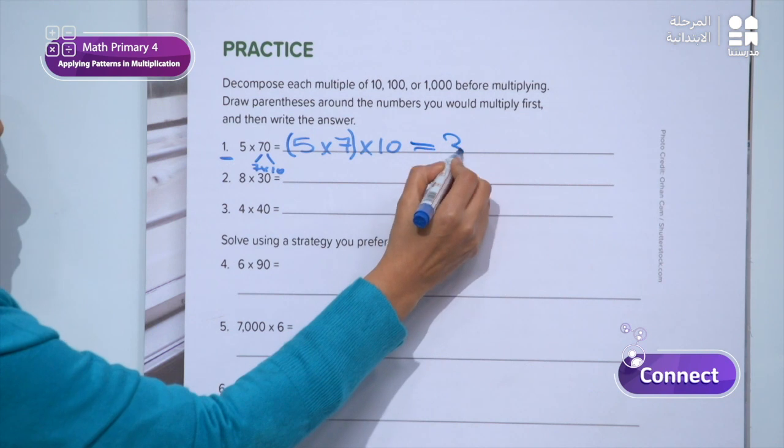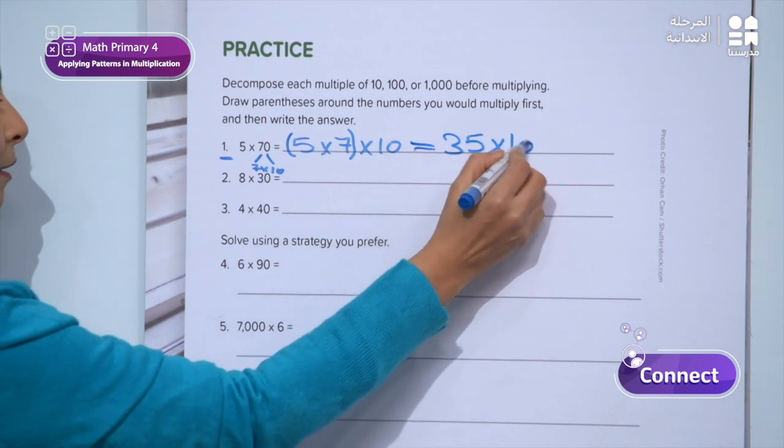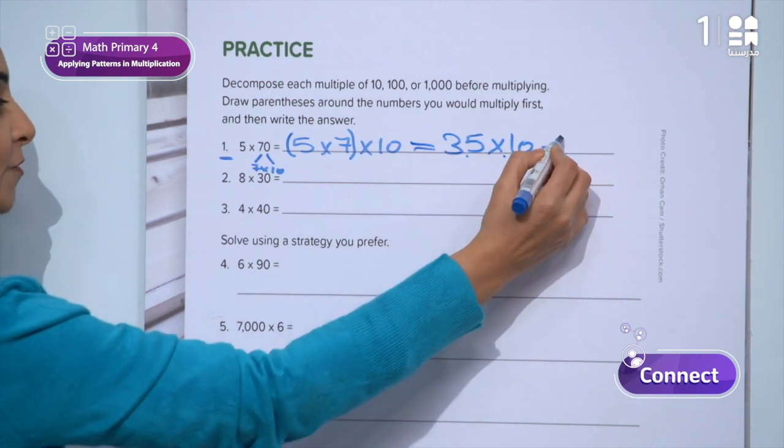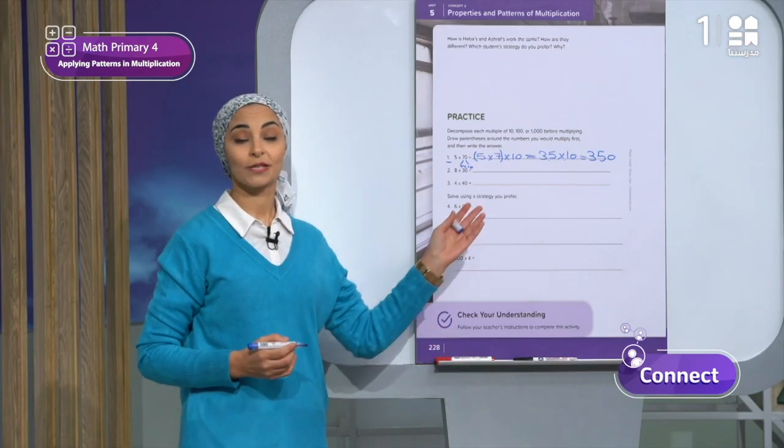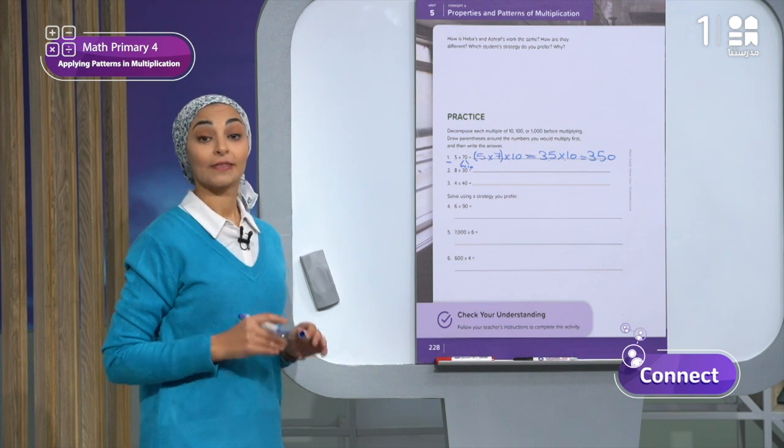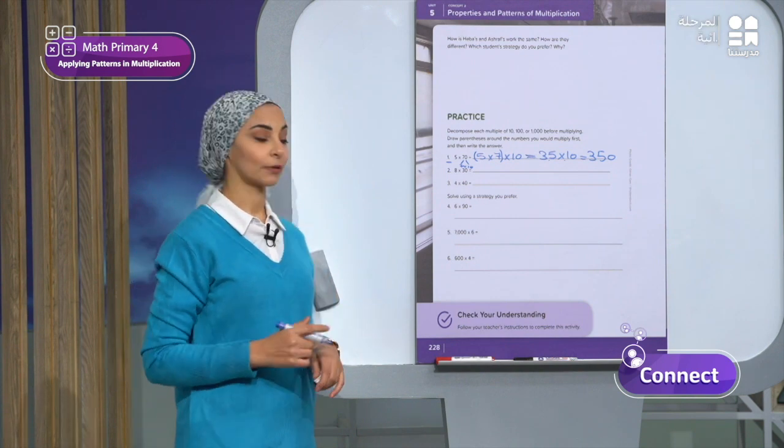Now I will make 35 times 10. 35 times 1 gives me 35 and then put the 0 to be 350 and this is my answer. In the same way, you can solve problem number 2.